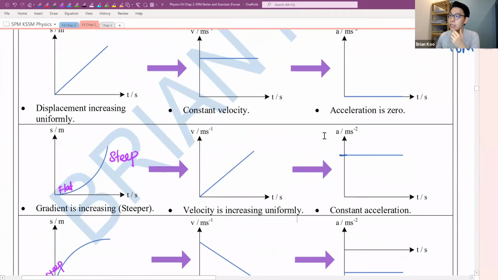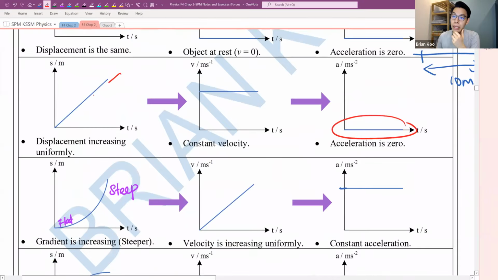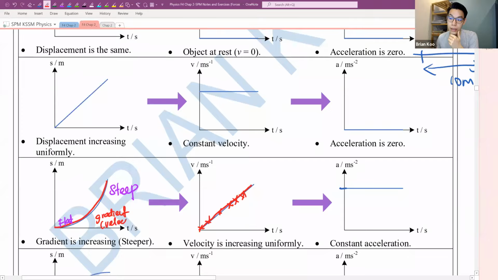Acceleration is 0. That means if it's not accelerating, this one automatically will be like this. If it's accelerating, that means the velocity increases. Your gradient must be sharper and sharper. From flat becomes steep. The gradient is increasing. Then only you will have a velocity that keeps on increasing. Because my gradient increases, then gradient means what? Gradient for the displacement graph means the velocity, right? Increase, increase, increase.